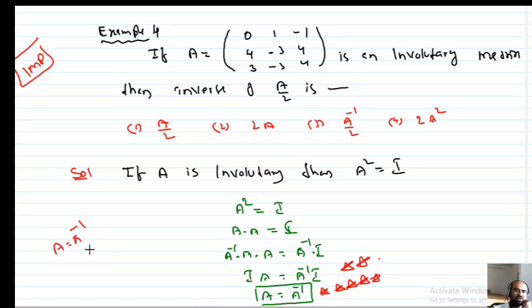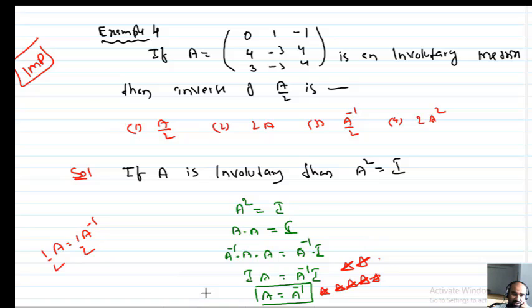I will write again. A equal to A inverse. What do you want? Inverse of A by 2. Most of the students will make a mistake here. See, inverse of A by 2: what will they do? Here 1 by 2, here 1 by 2. If two matrices are equal, A equal to B, then 2A equal to 2B, and 1 by 2A also equals 1 by 2B. So what will this answer be? A inverse by 2 means 1 by 2 times A inverse. So they go with option 1, but that is wrong.